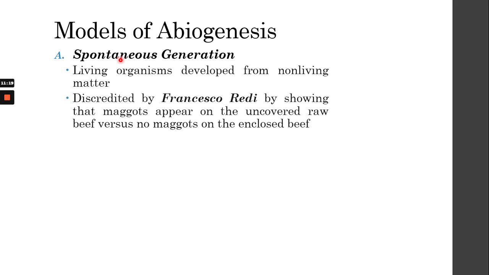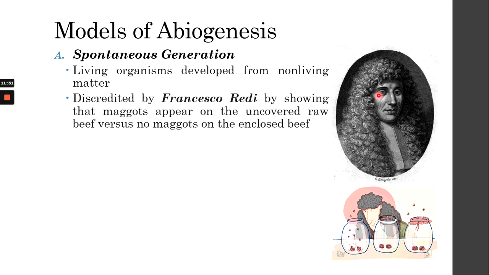But this has been discredited first by Francesco Redi. He showed that maggots appear on the uncovered raw beef versus no maggots on the enclosed beef. So this is Francesco Redi. He has three groups of jars, and each group has two jars. He placed some meat in a jar that is uncovered, on the second it is fully covered, and on the third is a fine mesh where the flies can still get the scent of the rotting meat.